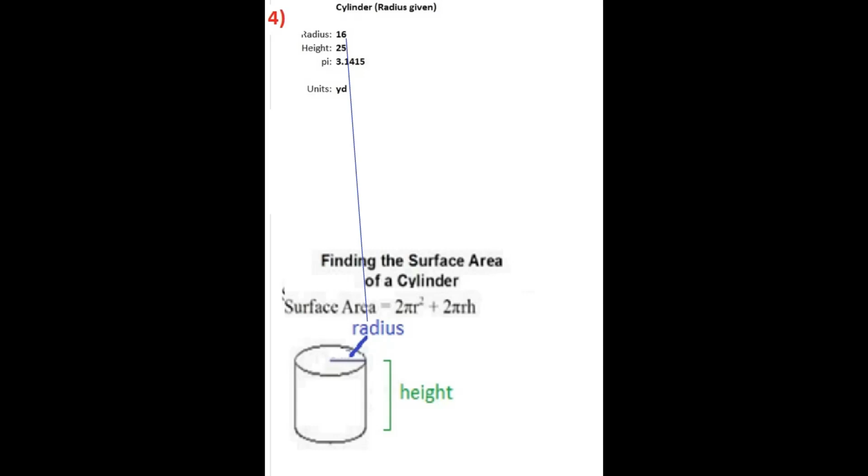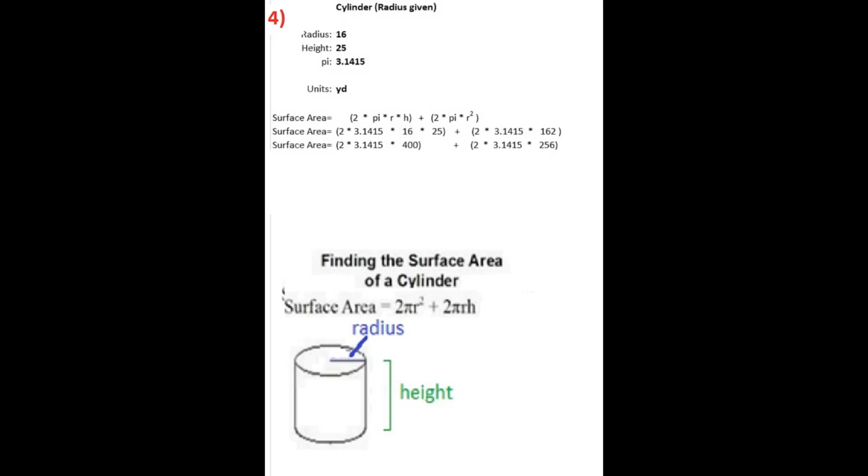So here our radius this time is 16, our height is 25. Pi, again, we're using 3.1415 and the units are yards. So our surface area here is 2 times pi times radius times height plus 2 times pi times radius squared. Now, the second line here is 2 times pi times 16 times 25 plus 2 times pi times 16 squared. For some reason that 2 should have been superscript. I don't know why it showed up as 162. It should be 16 squared right there.